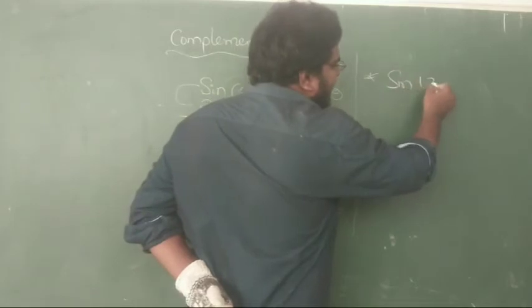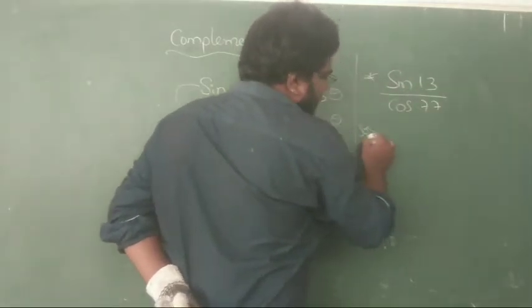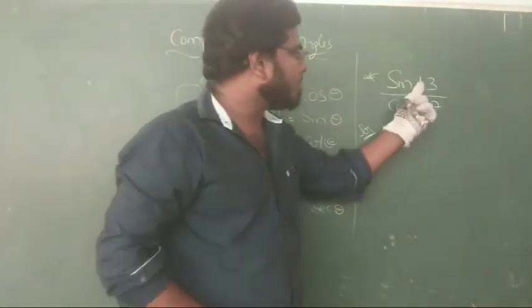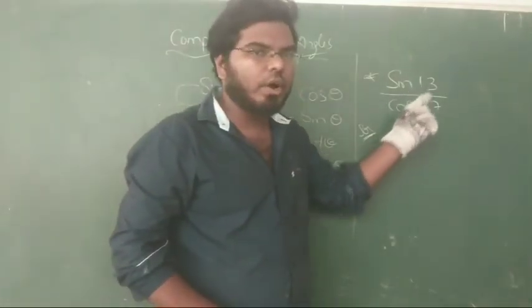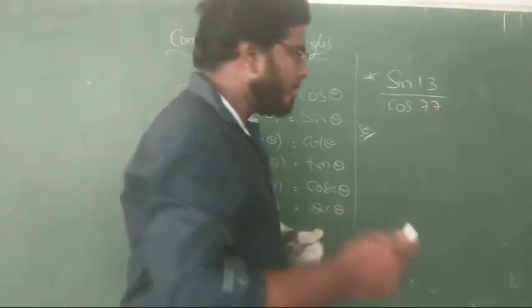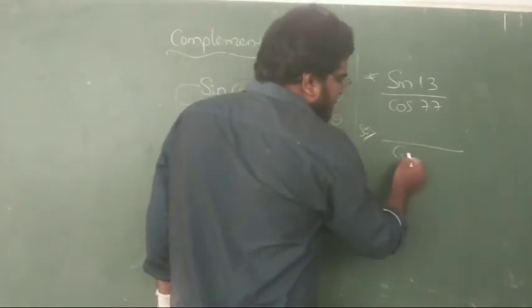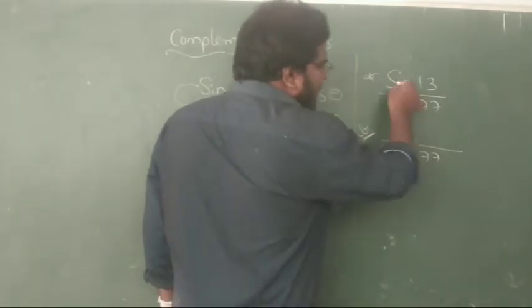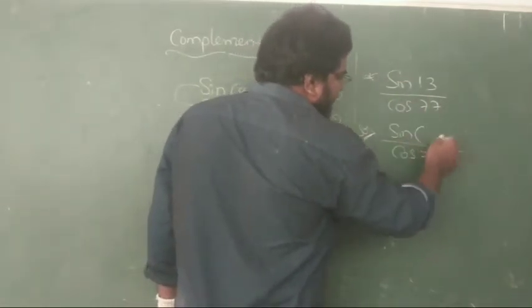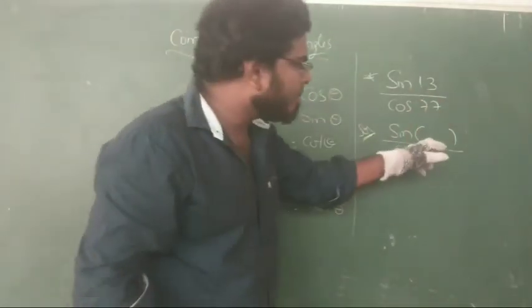Example: sin 13 by cos 77. When you want to solve this problem, we don't have this type of ratios in our ratios table. Then use the complementary angles. First write the denominator as it is, and the numerator as it is, but instead of this 13, take a bracket.